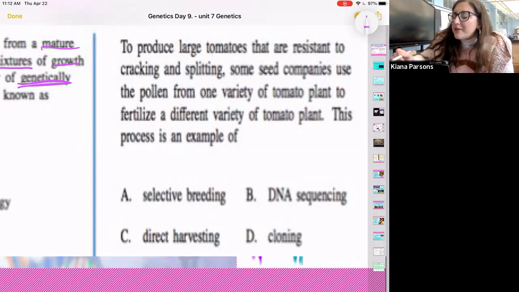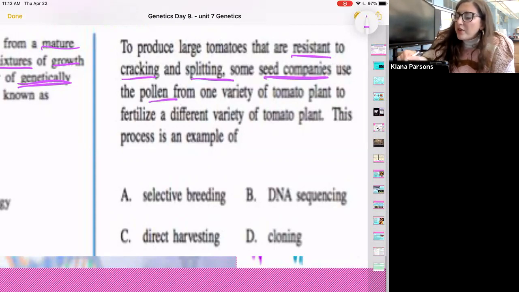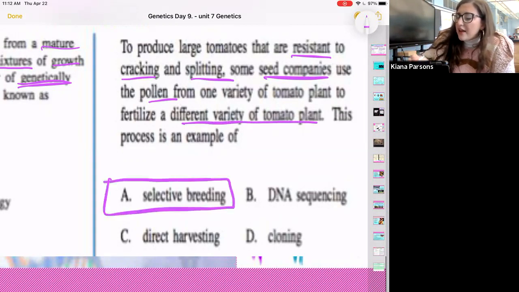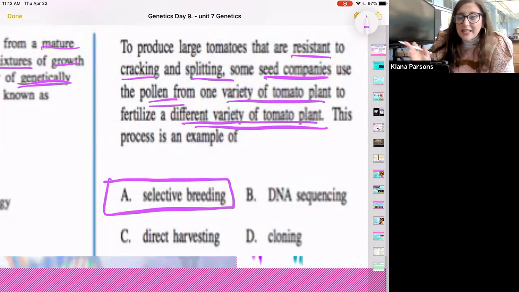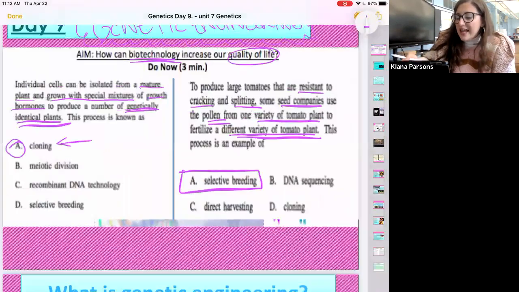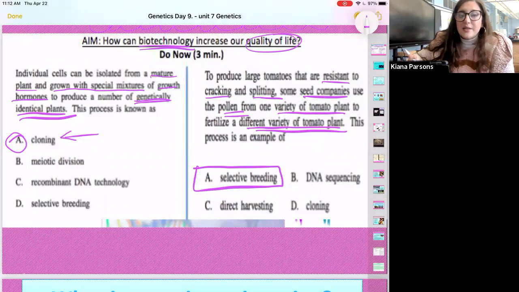To produce large tomatoes that are resistant to cracking and splitting, some seed companies use the pollen from one variety of tomato plant to fertilize a different variety of tomato plant. This process is an example of selective breeding. They are mixing pollen from one variety into another, but they're not going into the genes and splicing anything. Rather, they are fertilizing one plant with another. So that makes it selective breeding. The answer to number 1 and 2 on the do now is both A.